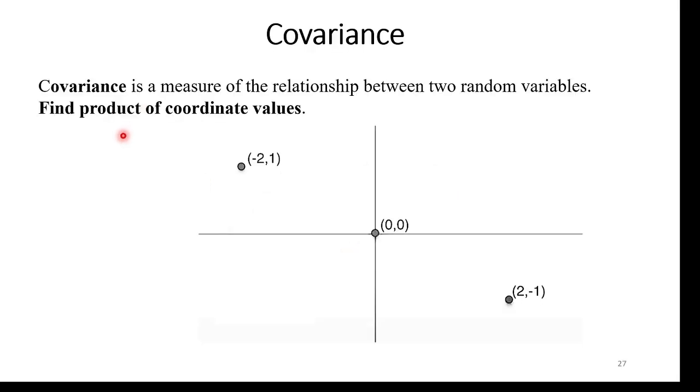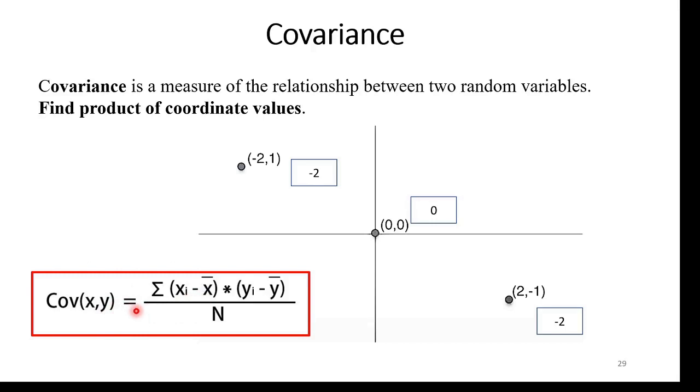Here comes the covariance in the picture. Covariance is a measure of relationship between two random variables. Just find the product of the coordinate values. Minus 2 times 1 is minus 2, 0 times 0 is 0, 2 times minus 1 is minus 2.